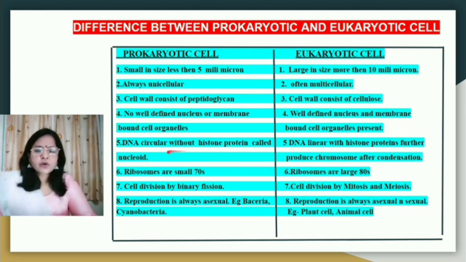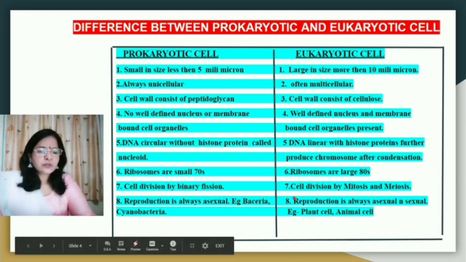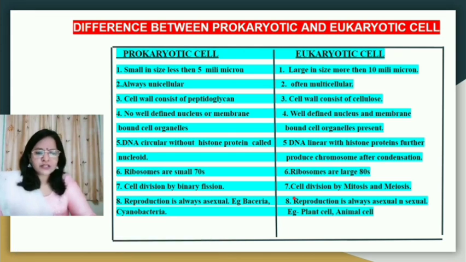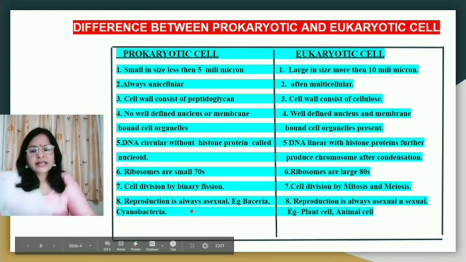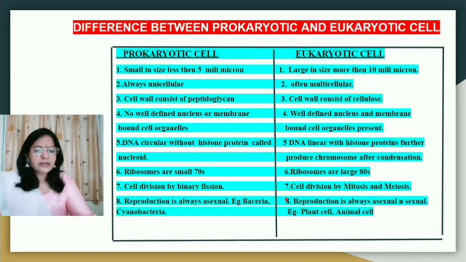When we talk about DNA, it is circular in prokaryotes and without basic proteins, histones, called nucleoid. In eukaryotes, DNA is linear and always found in association with histone protein and further produces chromosomes after condensation. Ribosomes are very small, 70S, in prokaryotes and 80S in eukaryotic cells. Cell division takes place by binary fission in prokaryotes, and in eukaryotes by mitosis and meiosis. Reproduction in prokaryotes is always asexual. Examples of prokaryotic cells are bacteria and cyanobacteria, and examples of eukaryotic cells are plant cell and animal cell.